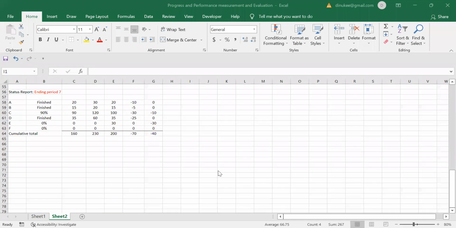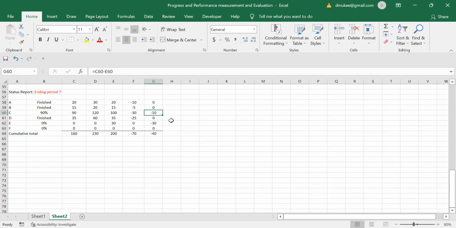Right. So we have now calculated for the ending period 7 as well. And I have explained what indications we can get after calculating all these things, right? According to the cost variance, we are cost overrunning. That means we have spent more than we planned to spend. And the schedule variance is also -40. That means we are behind the schedule. If it is 0, we are on schedule, but if it becomes minus, we are behind schedule, right?